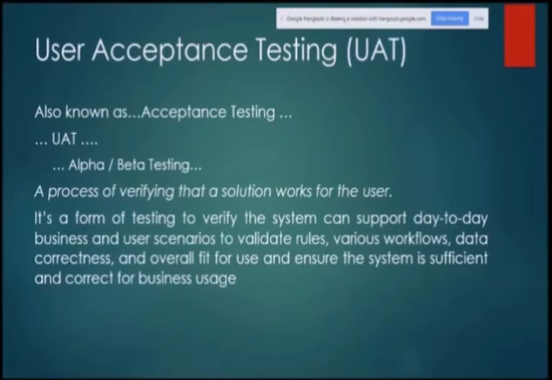JAD. Then comes the last topic, user acceptance testing, UAT, also known as acceptance testing, alpha testing, beta testing. It is the process of verifying that a solution works for the user. So this is basically a definition of user acceptance testing.